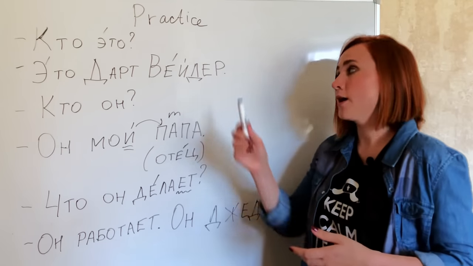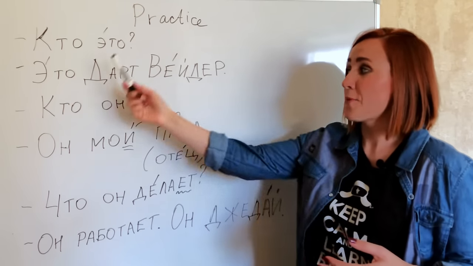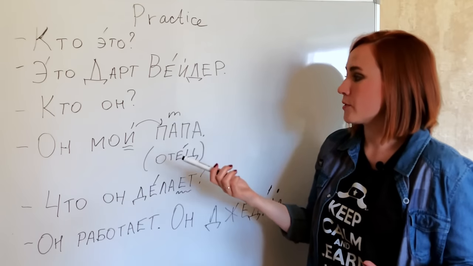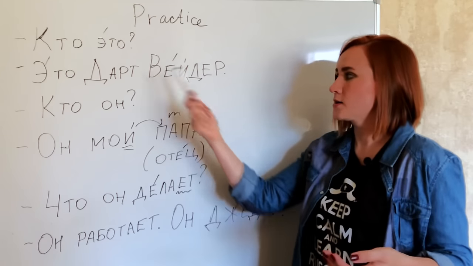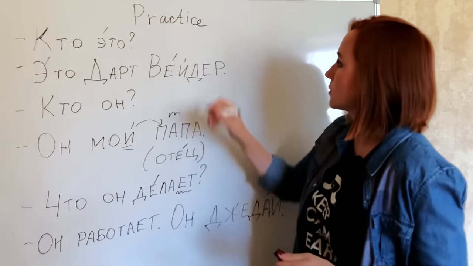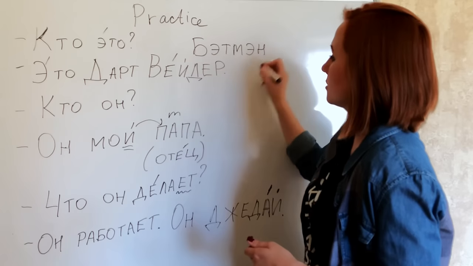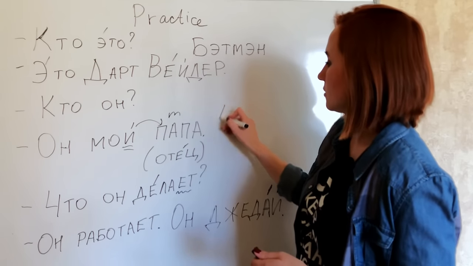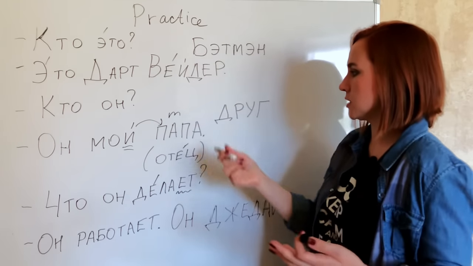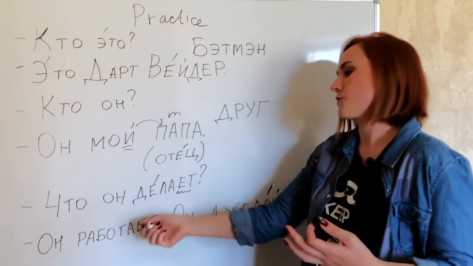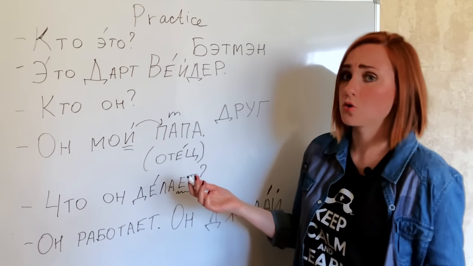Great. And now I want you to make as many dialogues about as many male characters that you can remember. For example, take, I don't know who, Batman, and say that Batman is your friend. Let me write it down. For example, Batman, and here you put, instead of dad, the word друг, a friend. For example, this is Batman, he's my friend. Then use any verb from the previous lesson. Maybe he walks, он гуляет, or he is sick, он болеет.